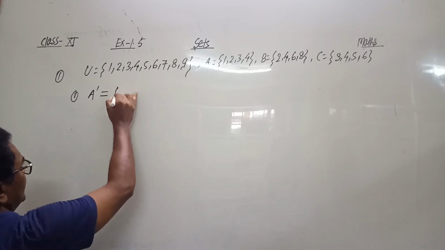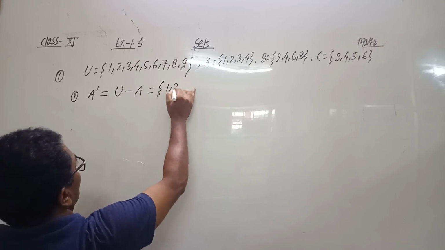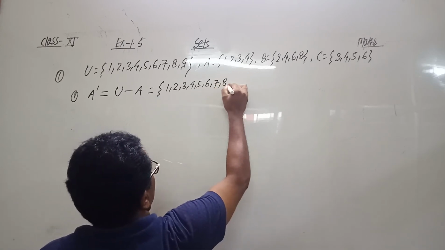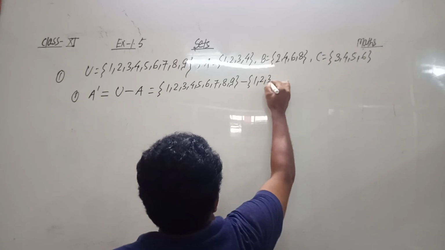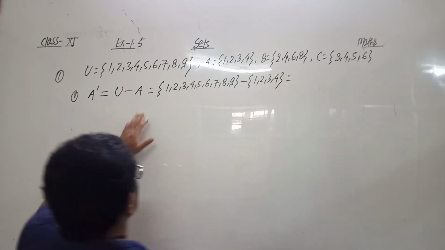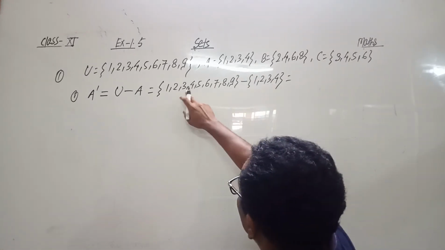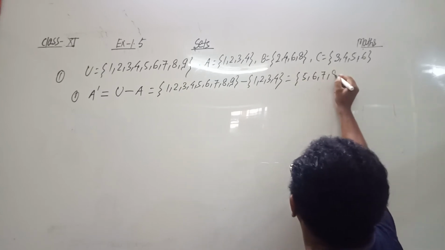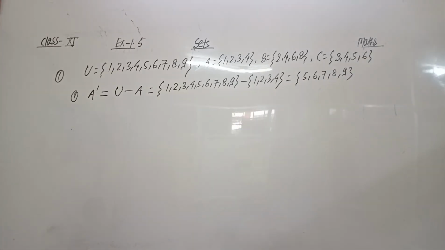So A dash is written as U minus A. So we write universal set U 1, 2, 3, 4, 5, 6, 7, 8, 9 minus set A. Set A is 1, 2, 3, 4. So we have to write those elements of this set which are not in this. 1, 2, 3, 4 is available. So 5, 6, 7, 8, 9 is not available in the other set. So the result is 5, 6, 7, 8 and 9.